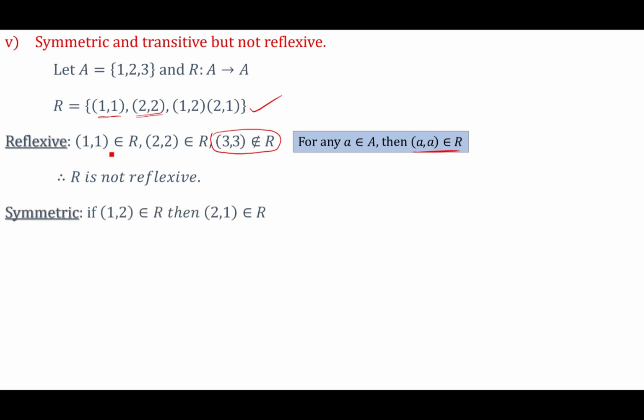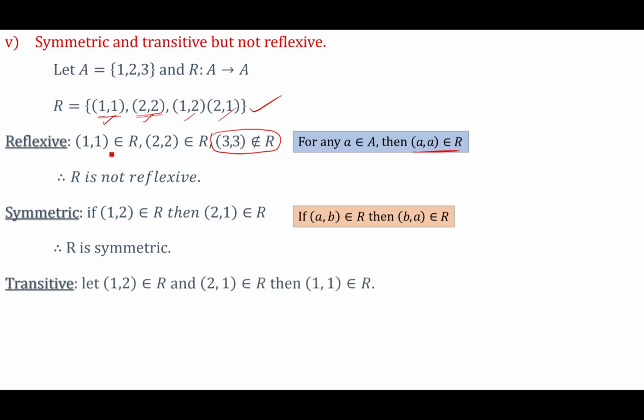Come to symmetric. The definition of symmetric says if (a, b) belongs to R, then (b, a) must belong to R. And all ordered pairs with identical elements satisfy the symmetric condition, so I don't need to check these two ordered pairs. So check this one. (1, 2) is there and (2, 1) is there. That's all. So these two ordered pairs satisfy the symmetric condition. So the given relation is symmetric.